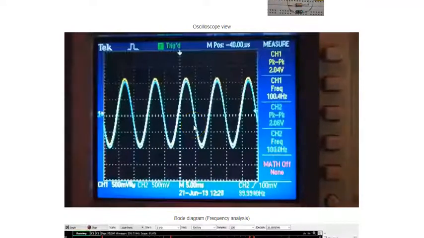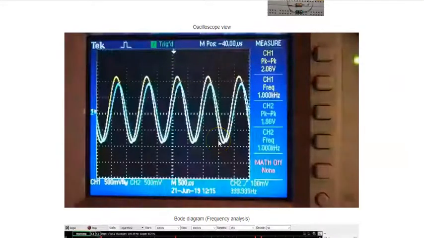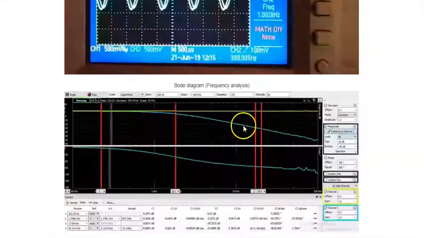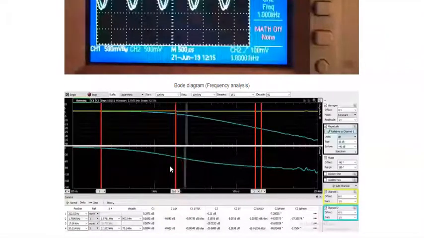Oscilloscope view shows the time response of the low-pass filter. Oscilloscope has 2 waveforms where yellow corresponds to input and the blue corresponds to output waveform. The Bode diagram shows the frequency response of the low-pass filter.